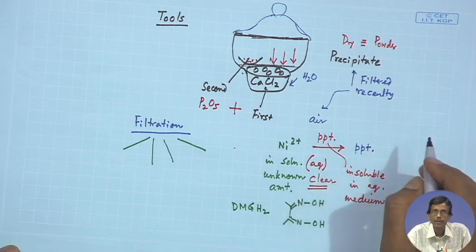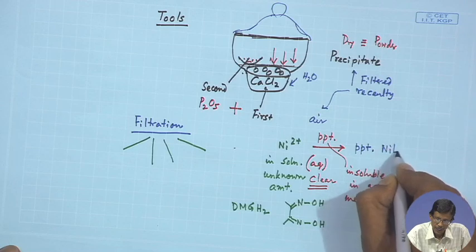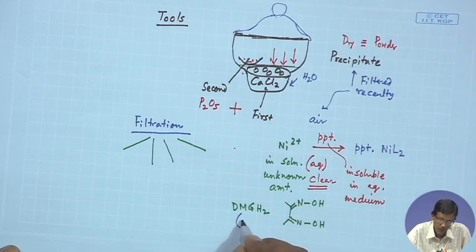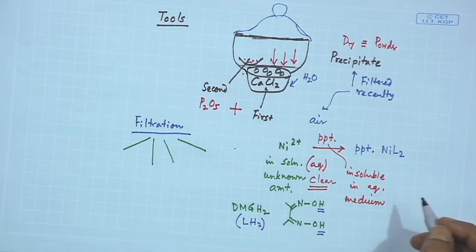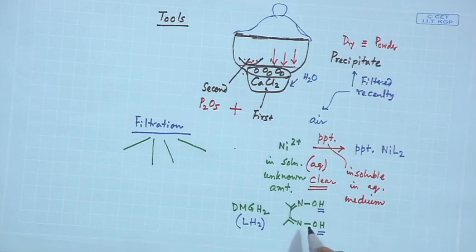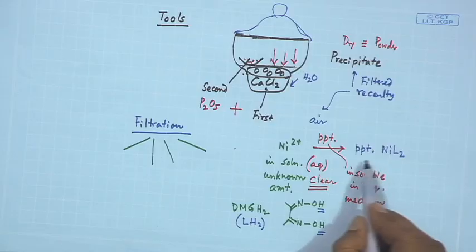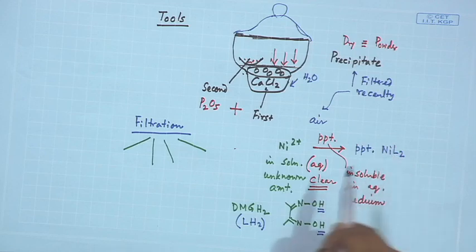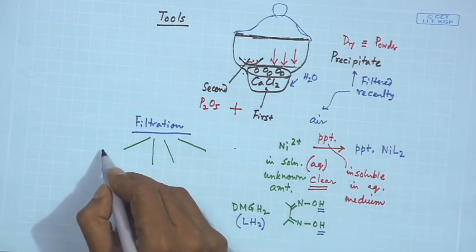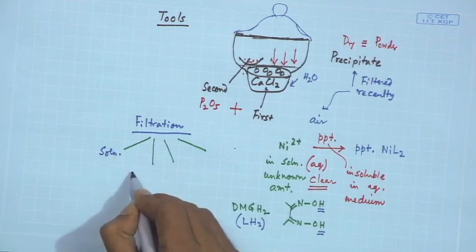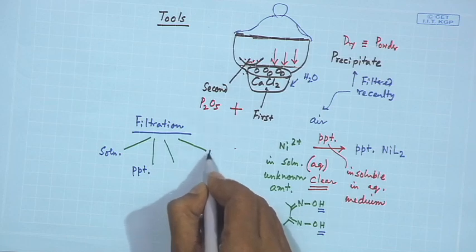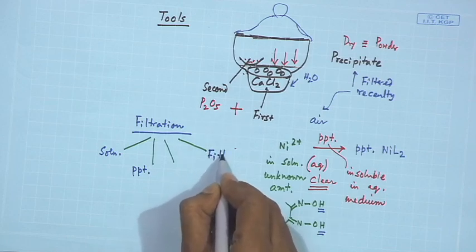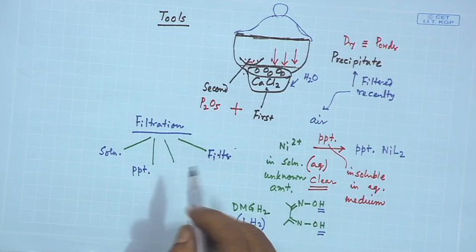So you get the precipitate of NiL2, where this is your LH2. You have two protons attached to this oxime function which can be removed. So once you get this precipitate, now your challenge is coming. You have the clear solution, then you have the precipitate, and then we want to do the filtration.